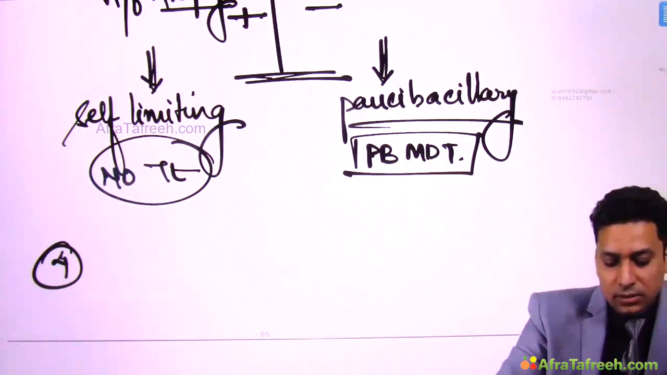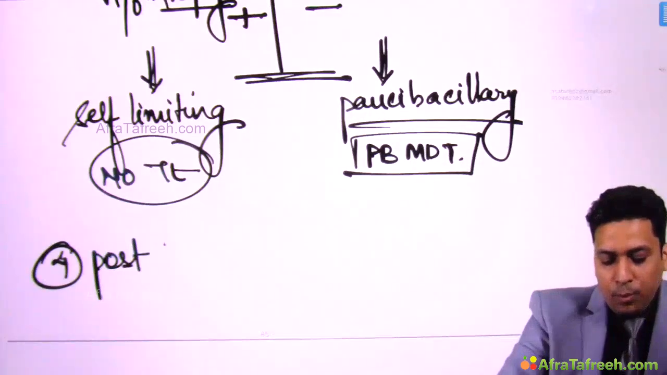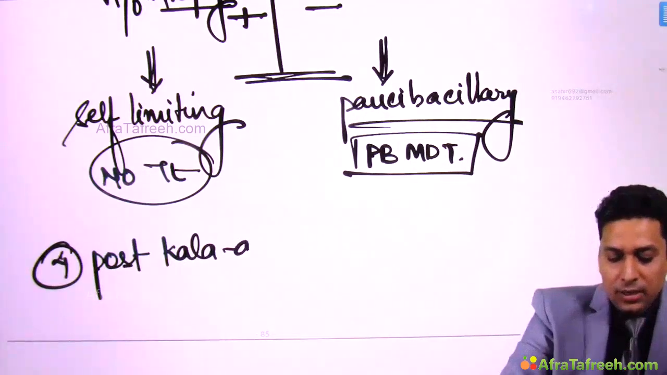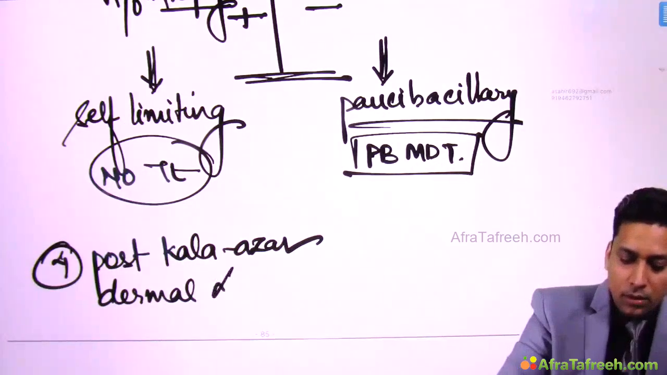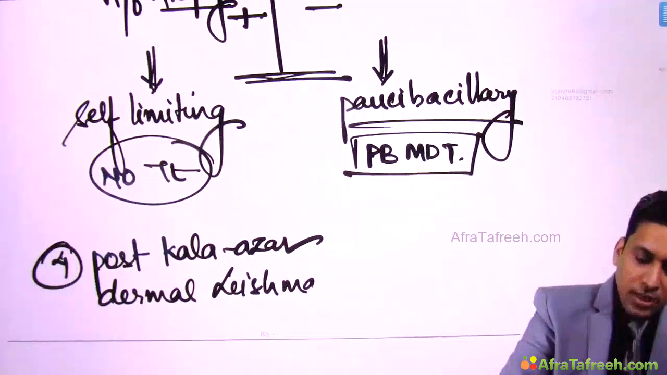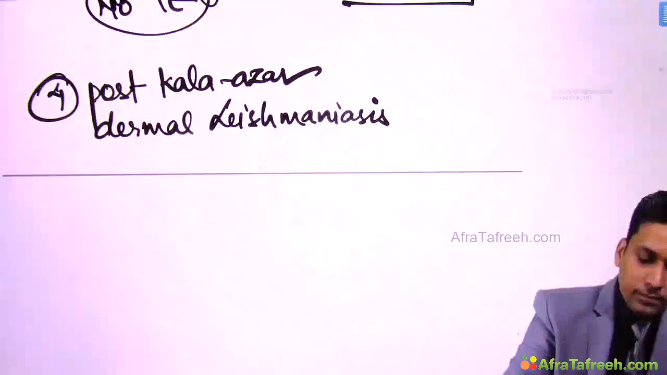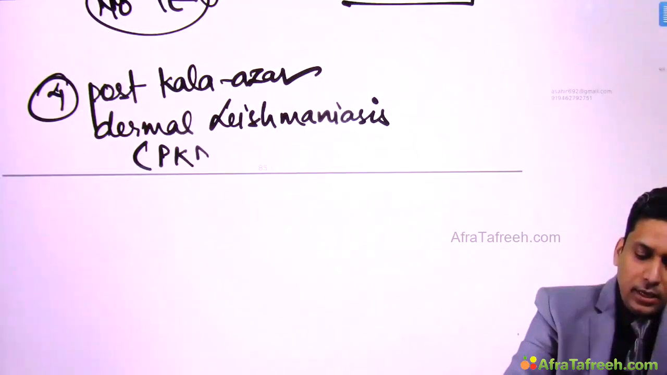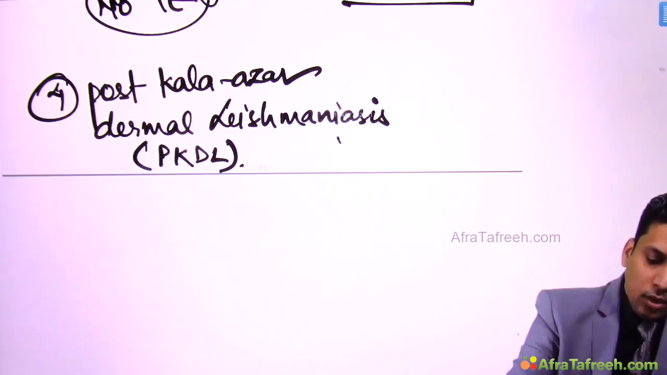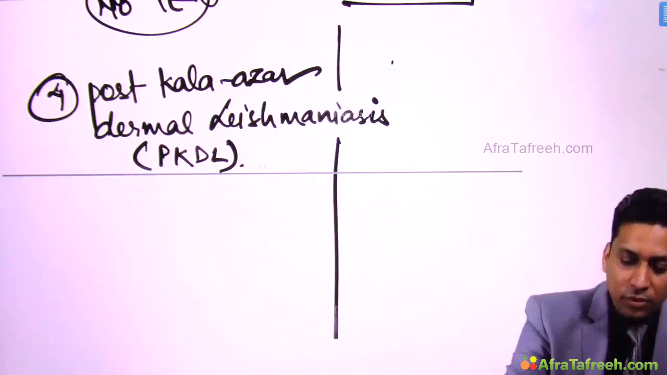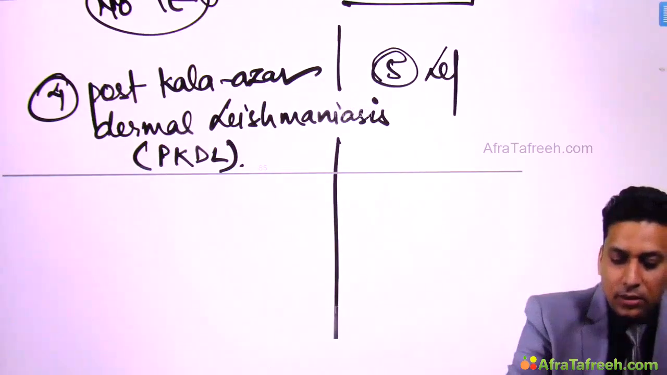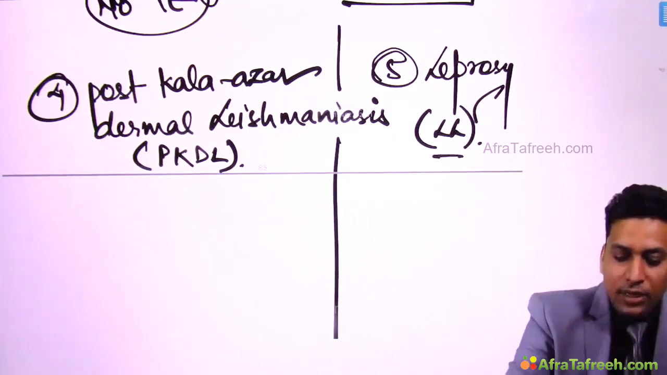Then next is post Kala Azar dermal leishmaniasis, in short, PKDL. Now here again, whenever a question is asked on PKDL, sometimes we get confused with another condition, and that is LL type of leprosy, lepromatous type of leprosy.